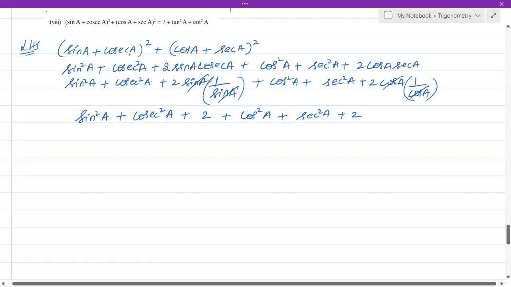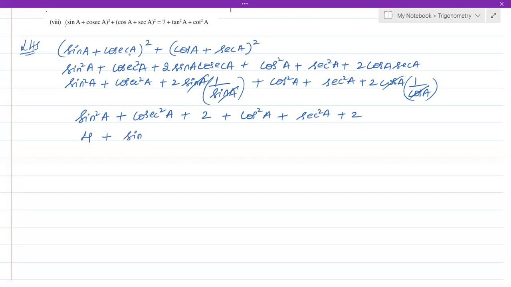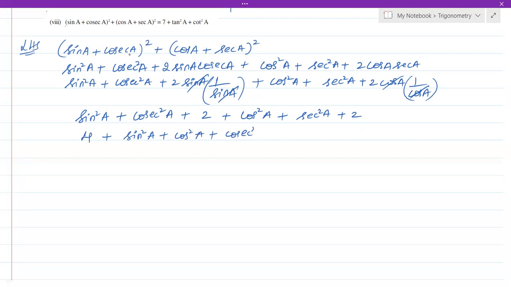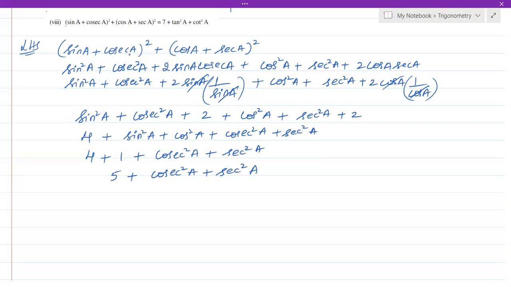Now let's add it. This 2 and this 2 gives you what? 2 plus 2 is 4, plus sine² A. Let me write cos² A first, then the remaining, that is cosecant² A and secant² A. Okay, we know that sine² A plus cos² A is what? 1, according to the trigonometric identity. So 4 plus 1 plus cosecant² A plus secant² A. Now 4 plus 1 is 5. 5 plus cosecant² A plus secant² A. But you have not got the final answer.